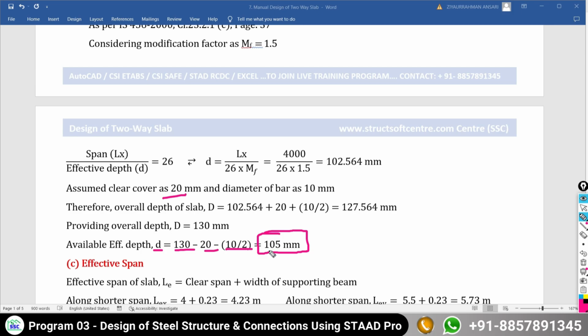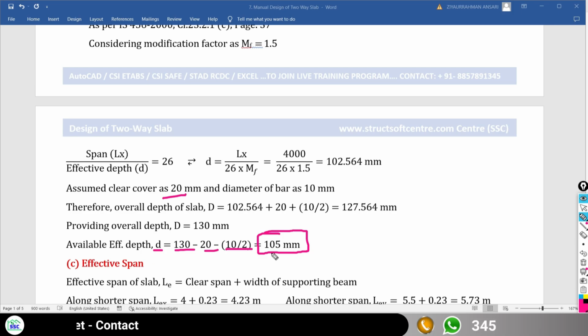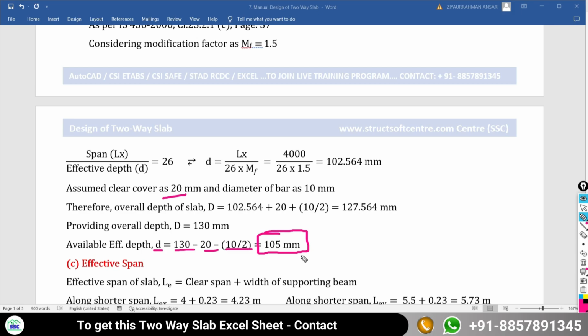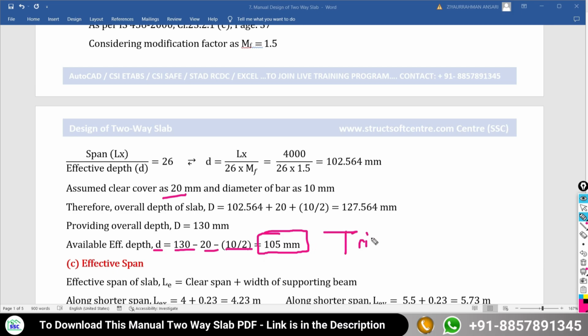This much effective depth is what is required and available. With this effective depth we are going to do the further calculation, and later on we will decide whether this available effective depth is safe or not. So it is actually the trial depth. It is actually the trial overall depth of your slab.